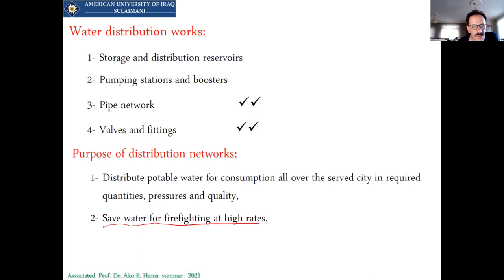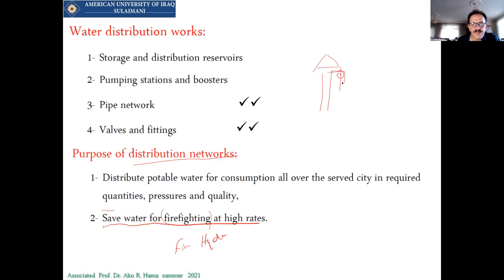Okay. Appreciate it. Now, also why we need a distribution network, because sometimes we need it for firefighting, and we need to have a storage for that. So not only the firefighter trucks are having water, we should have fire hydrants. And you remember the first slides we said in chapter one that the fire hydrants will be like this.